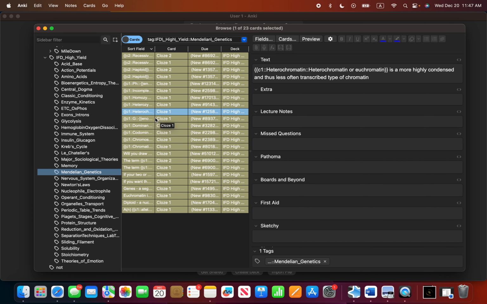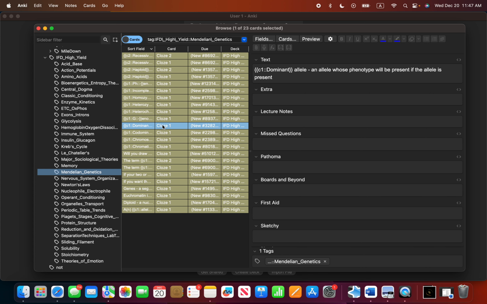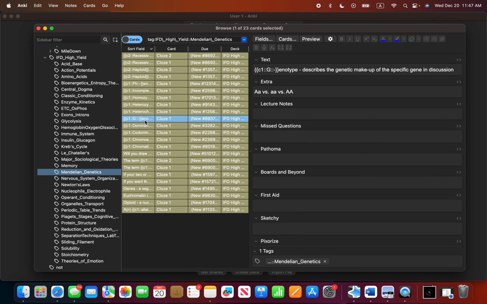So we have heterochromatin, which is a more highly condensed and thus less often transcribed type of chromatin. We have genotype, which describes the genetic makeup of the specific gene in discussion, right? We have dominant allele, which is the big A, an allele whose phenotype will be present if the allele is present. So you have a specific gene, and the genetic makeup of that is the genotype.